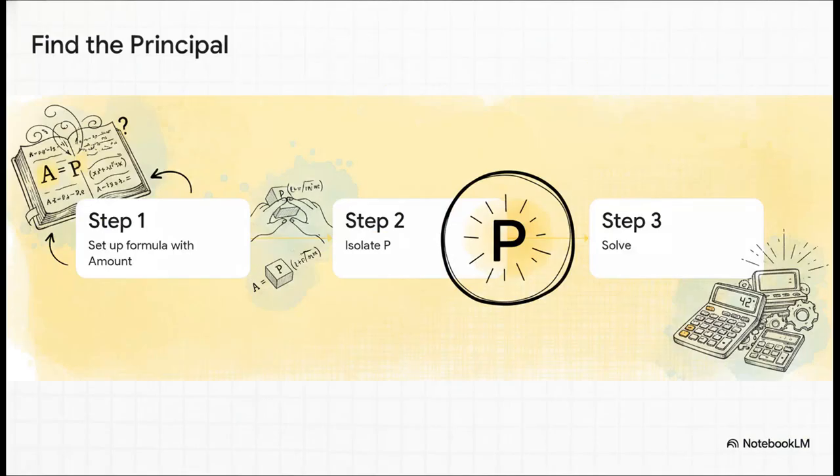Let's kick things off with finding that starting principal. First up, we set up our trusty formula, but this time we plug our final amount in on the left side. Step 2, we just use some basic algebra to isolate P. And step 3, we just do the math.